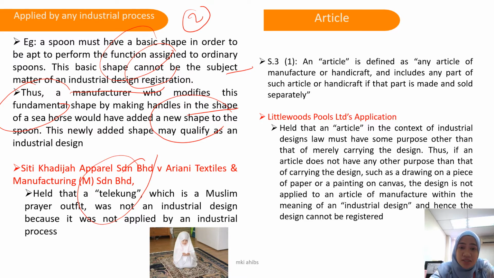Okay, third is the article. Section 3 subsection 1 defines article as any article of manufacture or handicraft and includes any part of such article or handicraft if that part is made and sold separately. So what is article? Article means any things that you manufacture, any things that are handicrafted. So that is what we call as article. In the case of Littlewood's Pools Limited application, the court held that an article in the context of ID must have some purpose other than that merely of carrying the design.